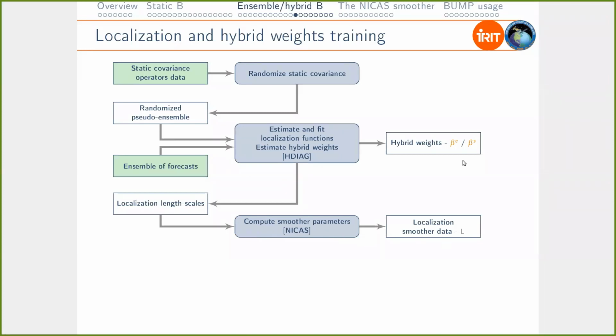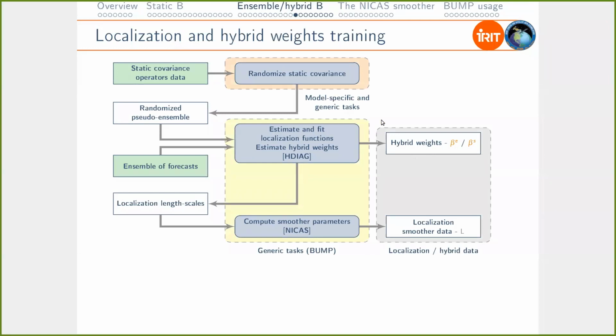the localization smoother data. So again, the orange box here shows the randomization process that can involve model-specific and generic tasks. And the yellow box is just the generic tasks that are done in BUMP. And in gray, we can see the localization and hybrid data obtained at the end of the process.